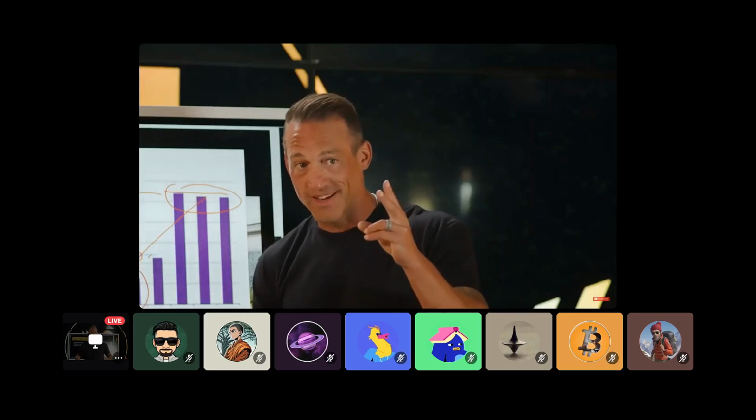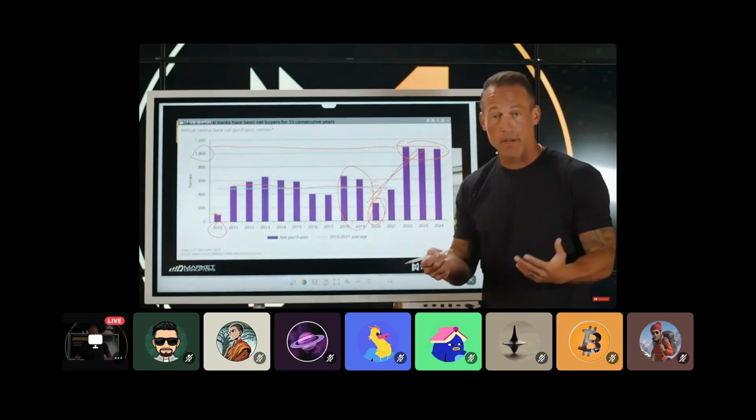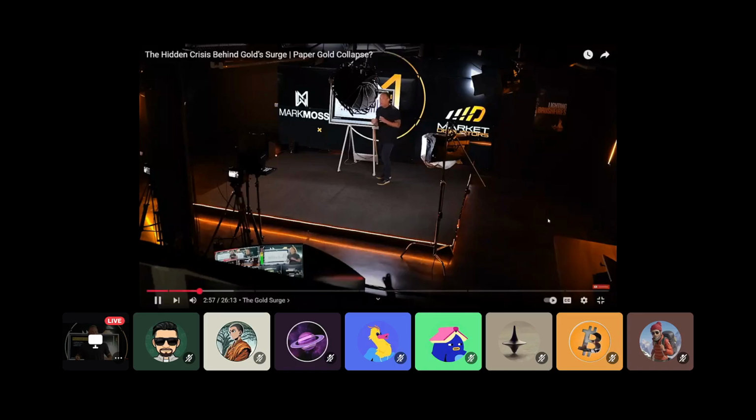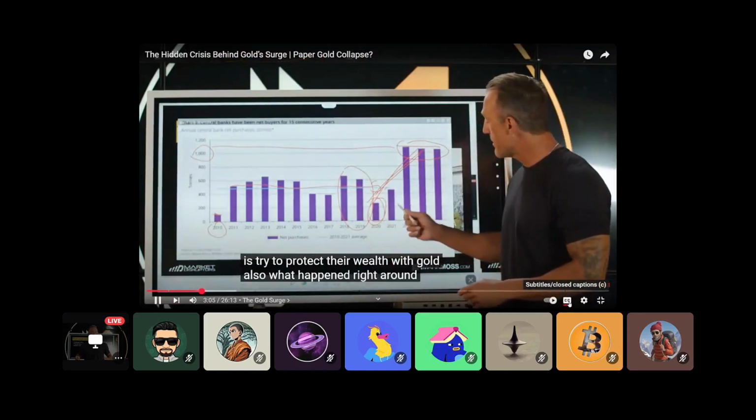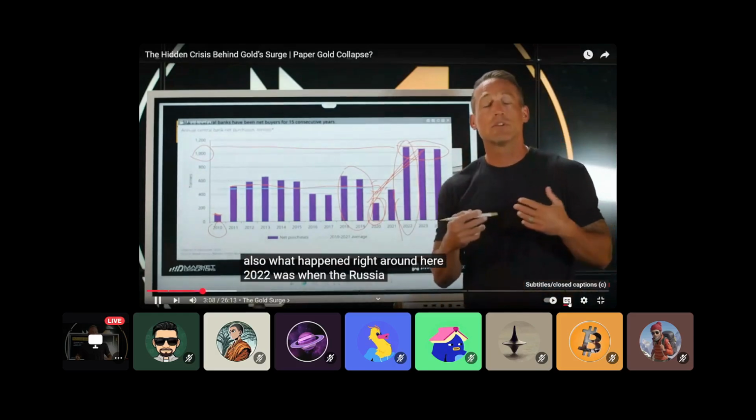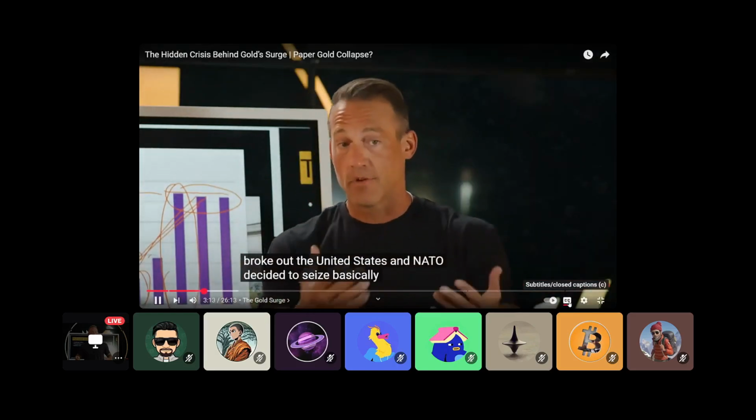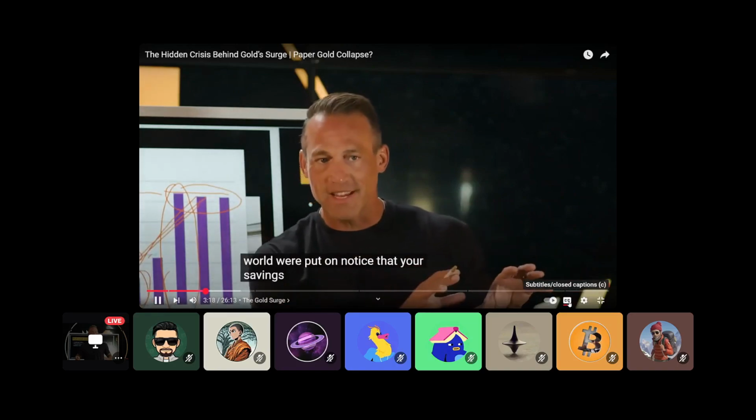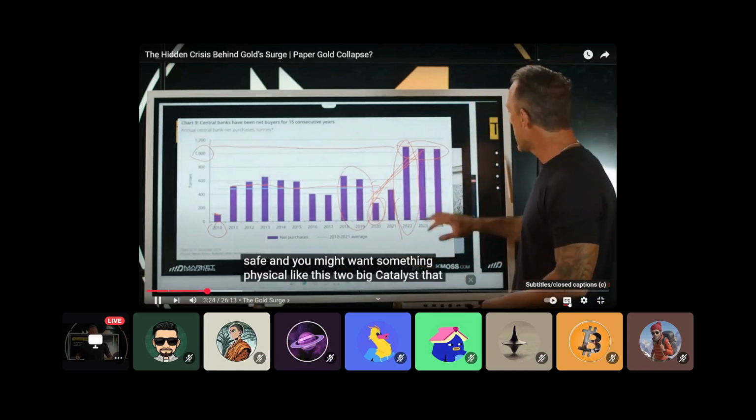Well, two things. Number one, remember right here, the massive monetary debasement, the government printing and spending, if you will, that happened right here. In times of massive monetary debasement, central banks are going to do what they do, which is try to protect their wealth with gold. Also, what happened right around here, 2022, was when the Russia-Ukraine war broke out. The United States and NATO decided to seize, basically, Russia's bank accounts, and all the governments of the world were put on notice that your savings in the financial system are not safe, and you might want something physical like this. Two big catalysts that changed that.